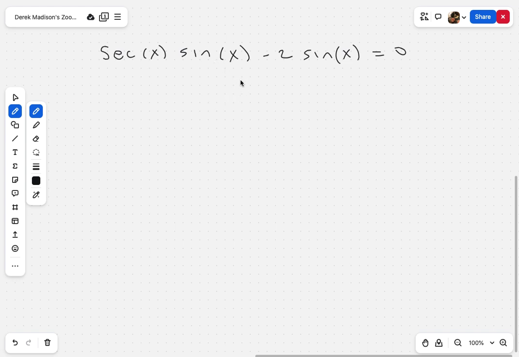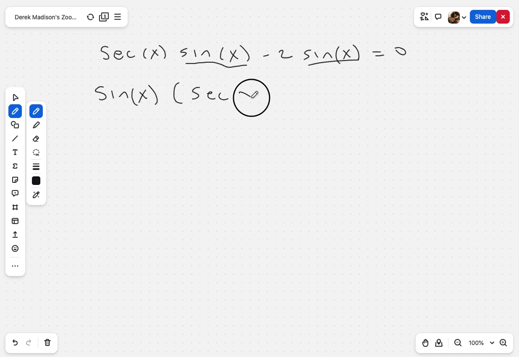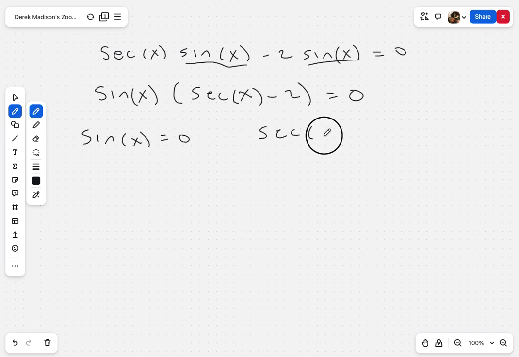Okay, so for this one, we would want to probably get the common factor out first. For both of these, we have a factor of sine x, so we'll bring that out front. And then that's going to leave me secant x minus 2 equals 0. So that means either sine of x equals 0 or secant of x minus 2 equals 0.